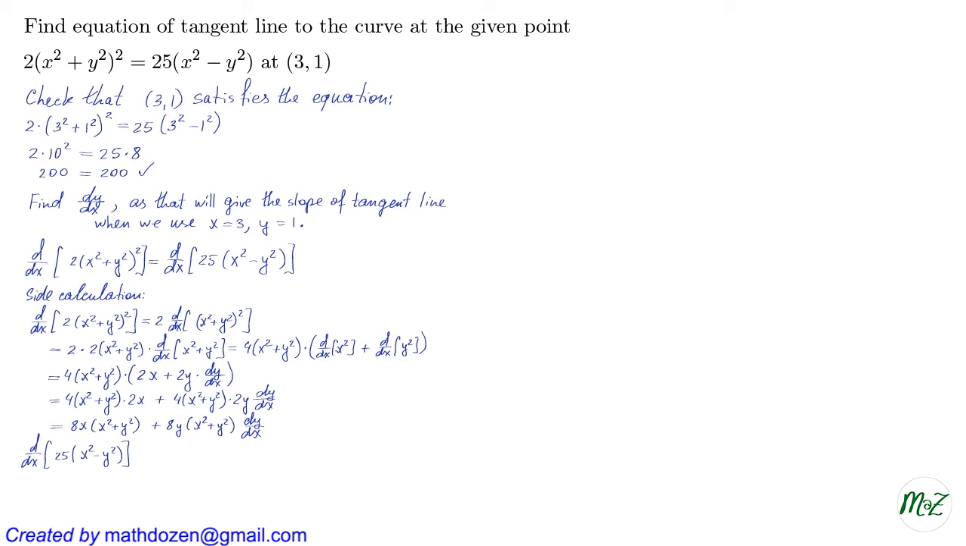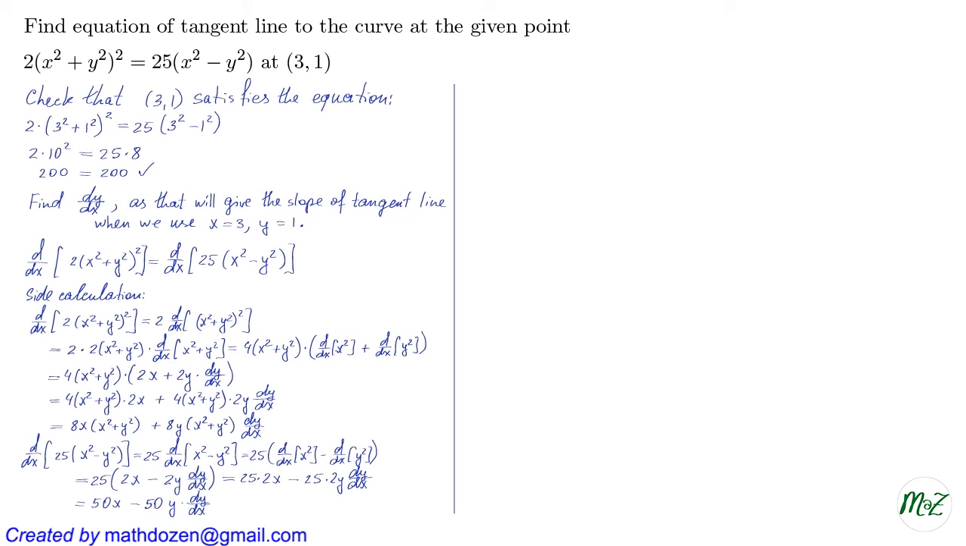Now for the derivative of right hand side, we can factor 25 out of the derivative. And then we're just doing derivative of x squared minus the derivative of y squared, which ends up being 25 times 2x minus 2y times dy over dx. Distribute 25, and we have this simple form, 50x minus 50y times dy over dx. So going back to what we were trying to accomplish, derivative of left-hand side is this expression. Derivative of right-hand side is that expression. So we have left-hand side equals right-hand side.